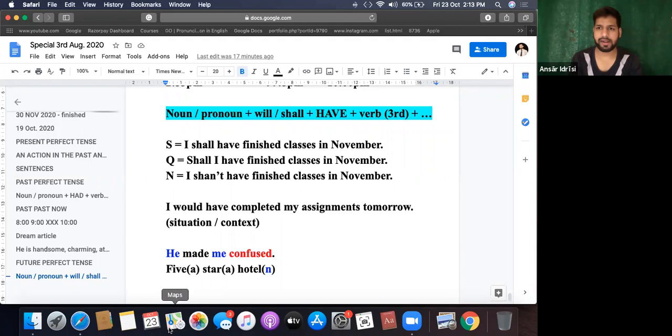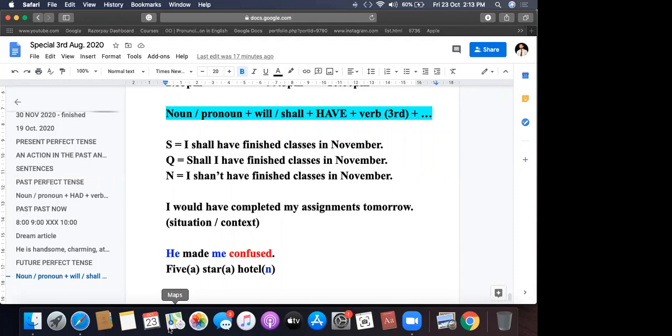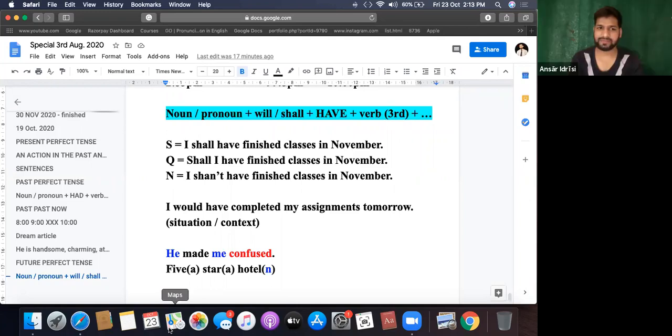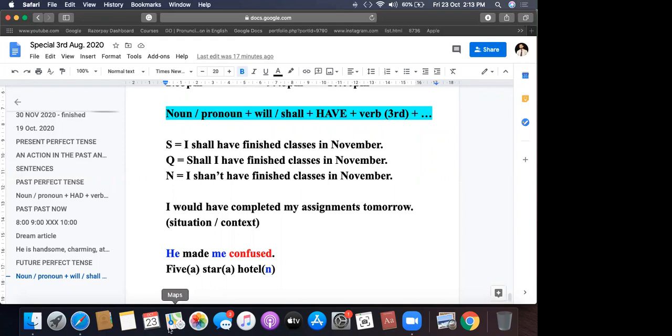Next. It will have grown fast. Will it have grown fast? It won't have grown fast. Good. Next. It will have written a letter. Will it have written a letter? It won't have written a letter.